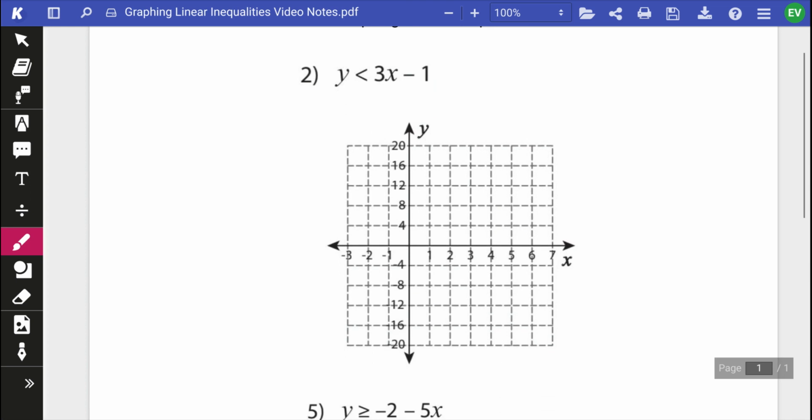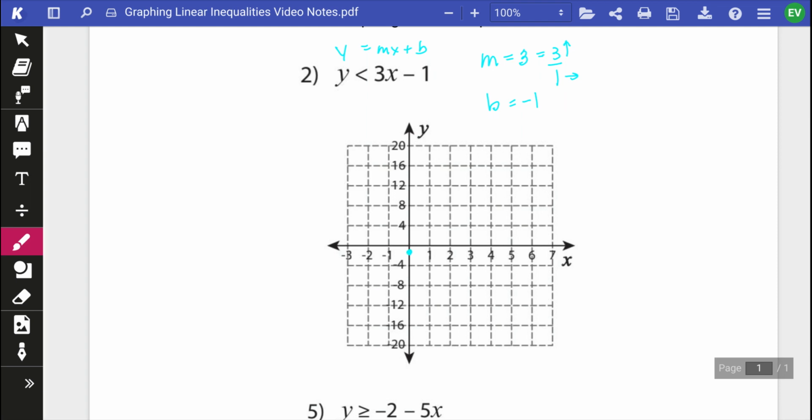In the first example that I have here, it's labeled number 2, we have y is less than 3x minus 1. This is in what we consider slope-intercept form, so y equals mx plus b form. So our slope is 3, which is 3 over 1. That means we're going to go up 3 and to the right 1. And our y-intercept is negative 1, and that's where we're going to start our plot. So negative 1 is right about here.